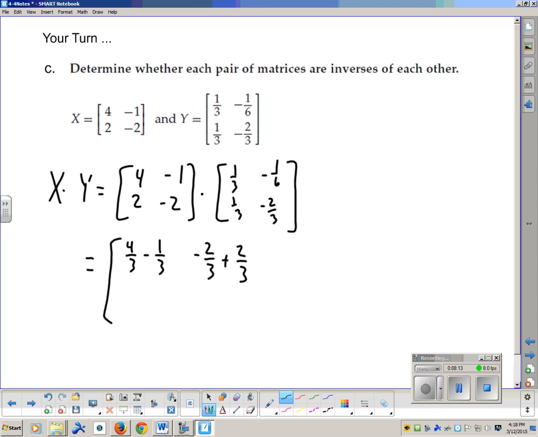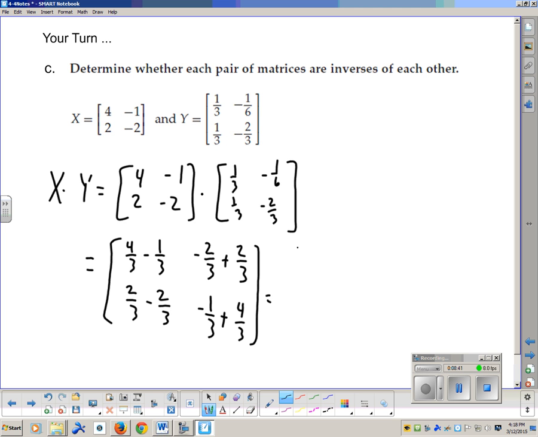And row 2, column 1 there, 2 times 1/3 is 2/3. And then negative 2 times 1/3 is a minus 2/3. So now I've got row 2, column 2. So 2 times a negative 1/6 is a negative 2/6, reduces down to negative 1/3. Plus negative 2 times a negative 2/3 ends up giving us 4/3.